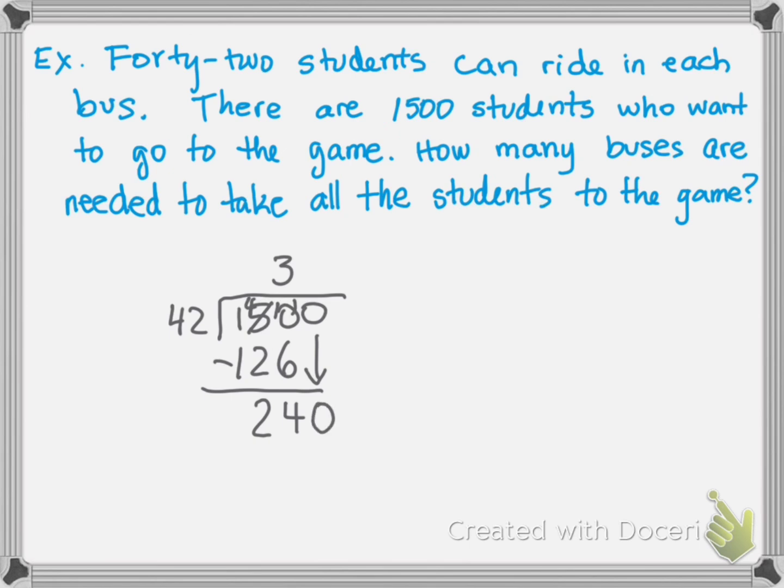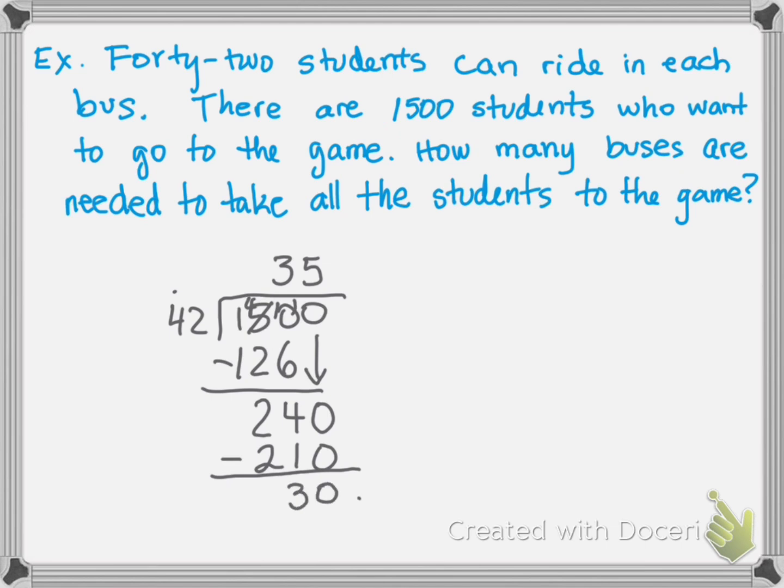Then I bring down the 0 and I divide again. When I divide 240 divided by 42, the answer is 5. So I multiply 5 times 2 is 10 and 5 times 4 is 20 plus 1, 21. I subtract and the answer is 30.